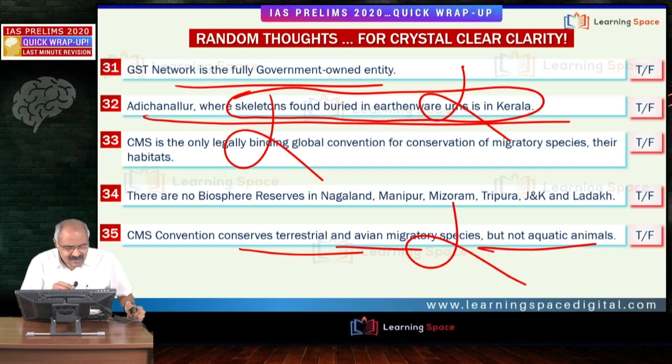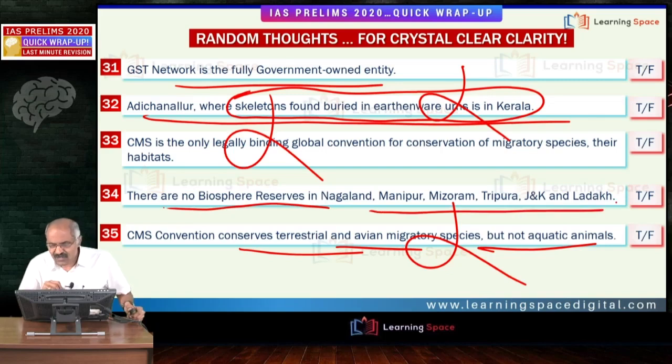Right. And then the next one: there are no biosphere reserves in Nagaland, Manipur, Mizoram, Tripura, J&K and Ladakh. Absolutely correct. Jammu and Kashmir and Ladakh don't have biosphere reserves. Then Nanda Devi in Uttarakhand, cold desert in Himachal Pradesh. And if you look at Northeast, 4 states don't have biosphere reserves, starting from Nagaland, Manipur, Mizoram, Tripura. These four states don't have biosphere reserves.